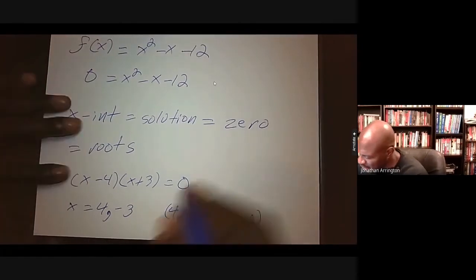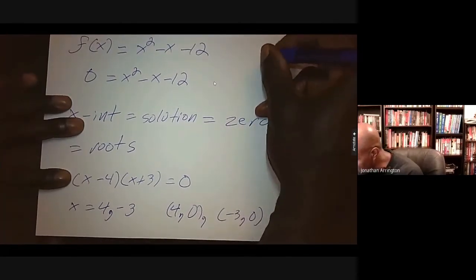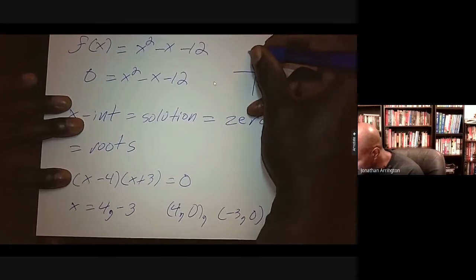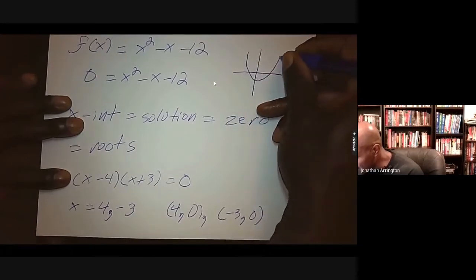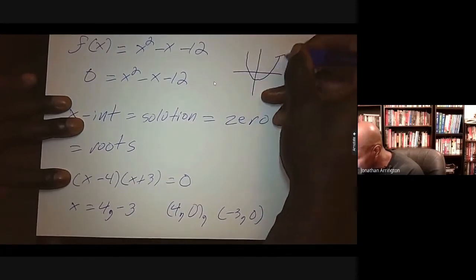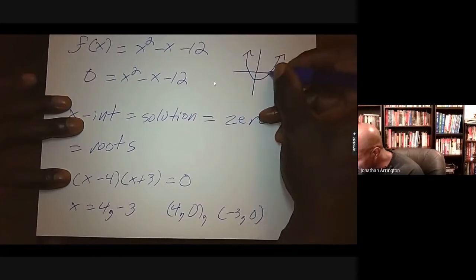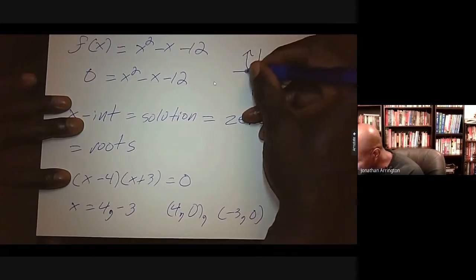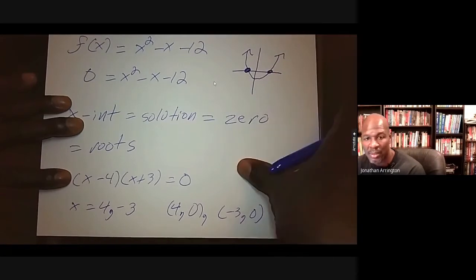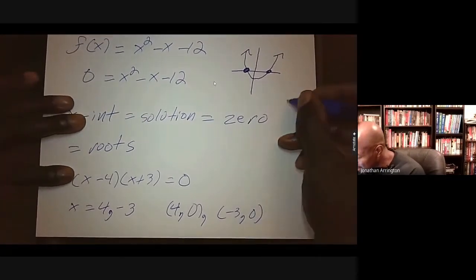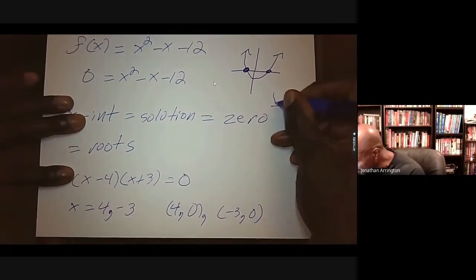That should be understandable because the graph of this is a parabola, and a parabola in many cases, not in all cases, is going to hit the x-axis twice. At most, it'll hit the x-axis twice. A parabola could also hit the x-axis at one point.